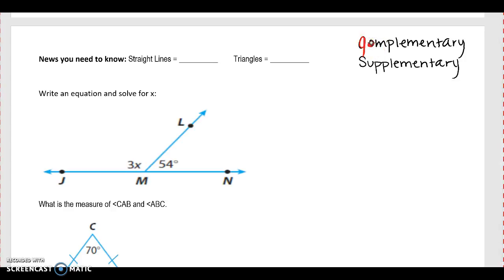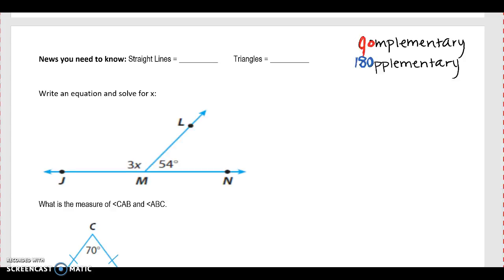So 90 is complementary. And then supplementary is second, it's the larger one. You can turn the S into an 8, and you can turn the U into a 0. So it's 180 degrees. That's just a way to help you remember the difference between the two.